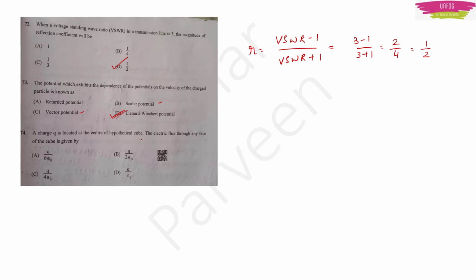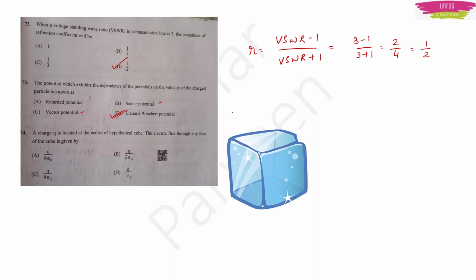Next question. A charge Q is located at the center of a hypothetical cube. The electric flux through any face of the cube is. See, first imagine how many faces that cube has. It has 6. Somewhere in the middle that charge Q is placed. Now total flux, according to Gauss's law, will be Q by epsilon naught, isn't it? This is for all the 6 faces.